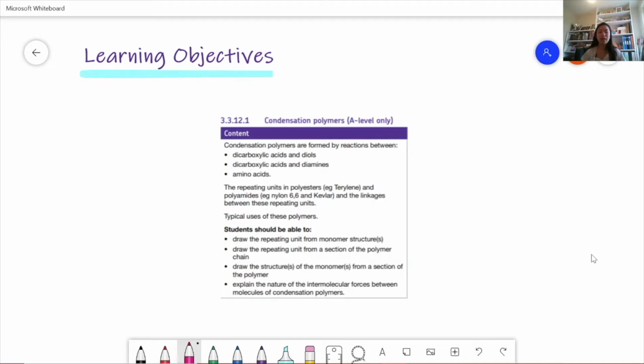So by the end, we should be able to draw the repeating unit for monomer structure, draw the repeating unit from a section of the polymer chain, draw the structure of the monomer from a section of the polymer, and explain the nature of the intermolecular forces between molecules of condensation polymers.